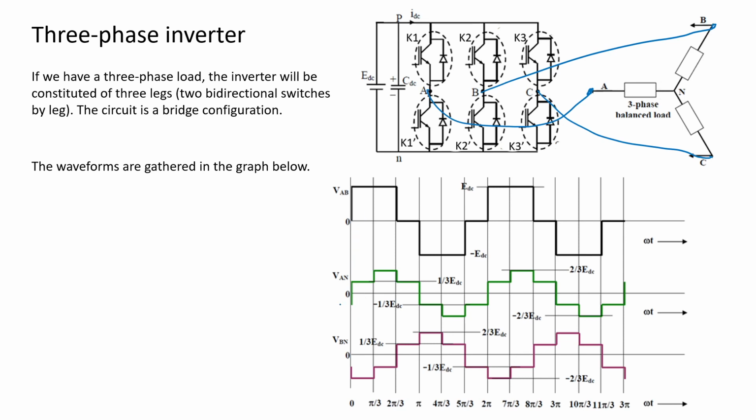So this one, A with respect to N, is here. A with respect to N is more or less a sine wave. Before it goes through the filter, it looks like a stair like this, right? So here is VAN, and VBN and VCN are similar. We just need a phase shift of 120 degrees: from A to B 120 degrees, from B to C 120 degrees, and from C to A also 120 degrees.